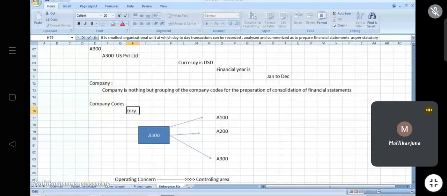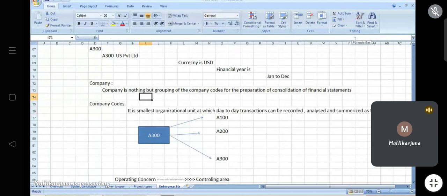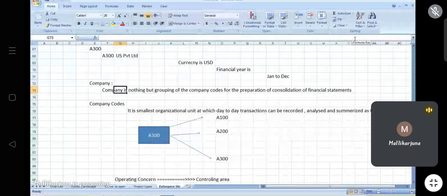Whereas company is nothing but a grouping of the company codes for the preparation of the consolidated financial statements. This is the main difference. So if one asks, you must be able to answer. Don't get confused between company and company code. Company is for group reporting purposes.